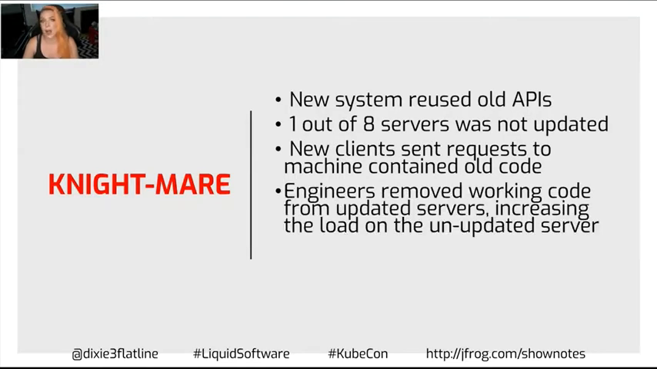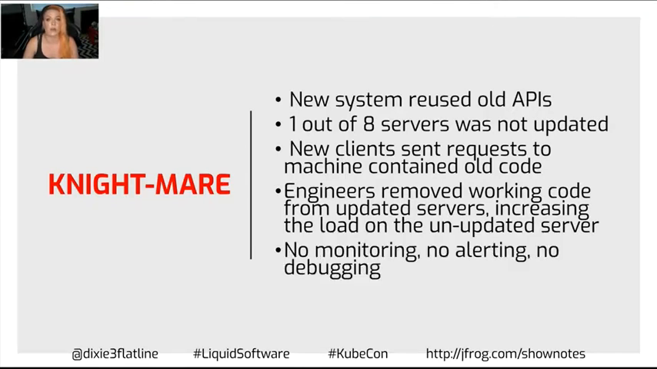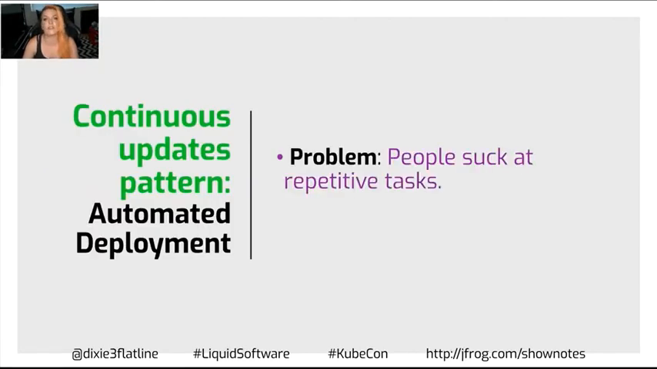Engineers decide to roll back the working code from those 7 updated servers, increasing the load on the one server running old code. There was also no monitoring, no alerts, and no debugging. So they had to sit there trying to figure out what's going on in real time, losing money minute over minute. Over the course of the 42 minutes this was live, they lost over $400 million and went out of business as a result. Absolutely horrifying. So what could have fixed this?